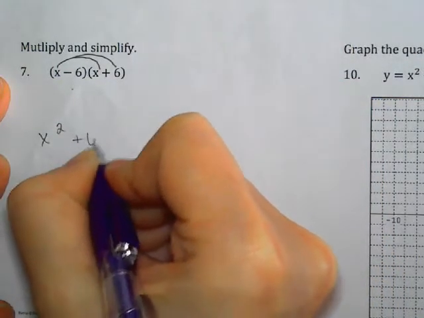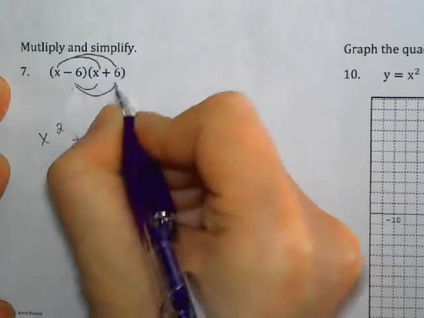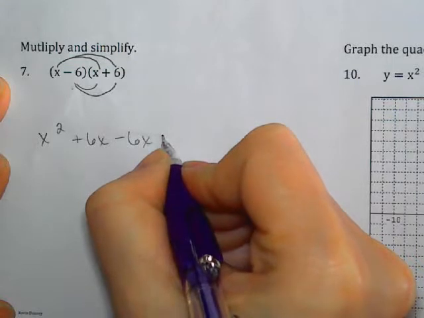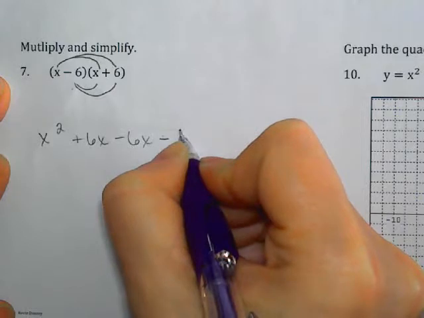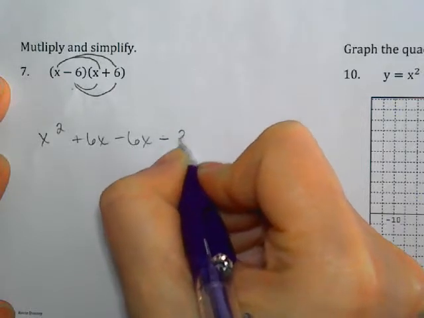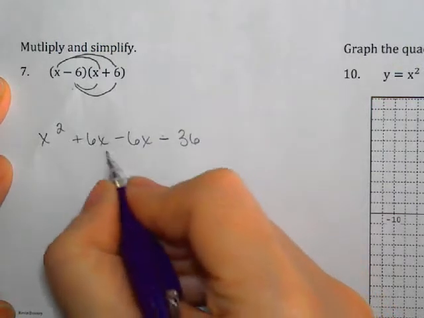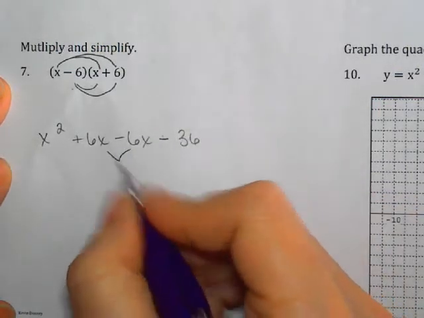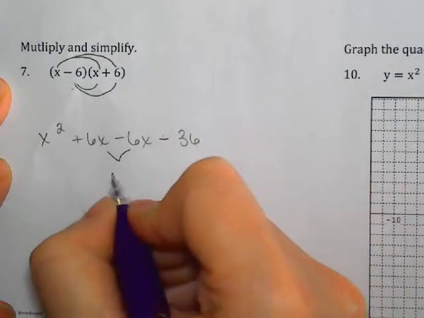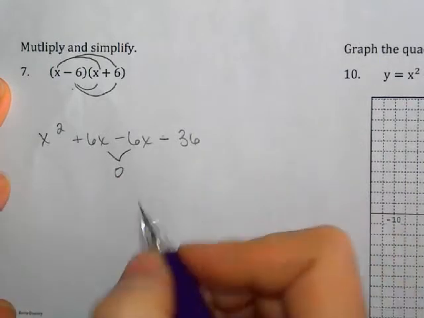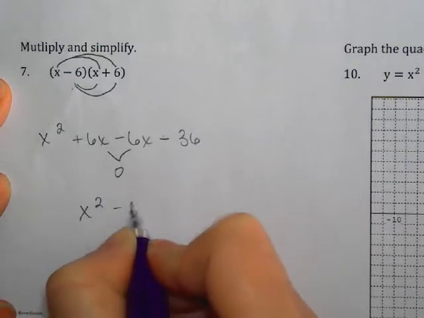Plus 6x, minus 6x, minus 36. And then the terms can cancel out. What actually happens to the 6x and the negative 6x? Yeah, they add to 0. So that's how they quote unquote cancel out. So what I'm left with is just x squared minus 36.